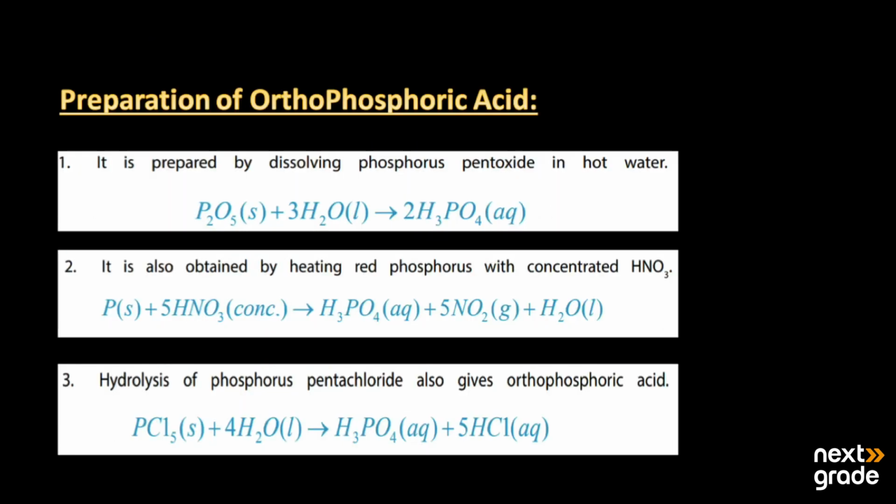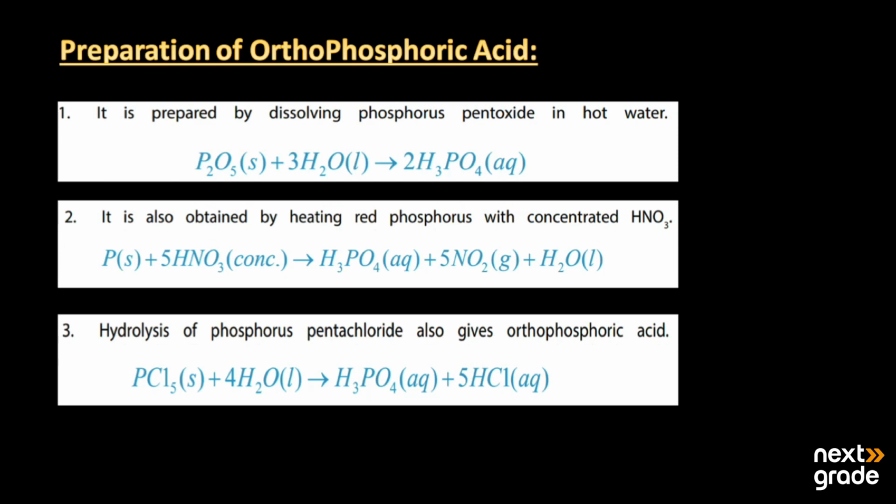After this, we have the preparation of orthophosphoric acid, that is, how we can prepare that acid. We have basically three main methods for its preparation. The first method: it is prepared by dissolving phosphorus pentoxide in hot water. Phosphorus pentoxide is the oxide of phosphorus, and while reacting with water it produces orthophosphoric acid, also known as phosphoric acid. Its formula is H3PO4, in which the oxygen atoms are four in number.